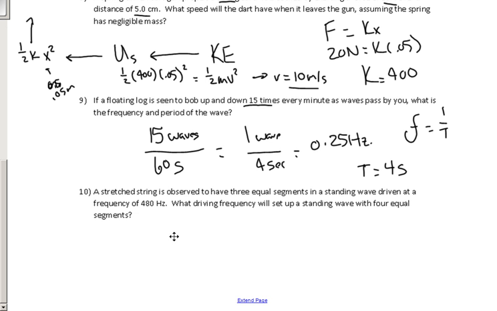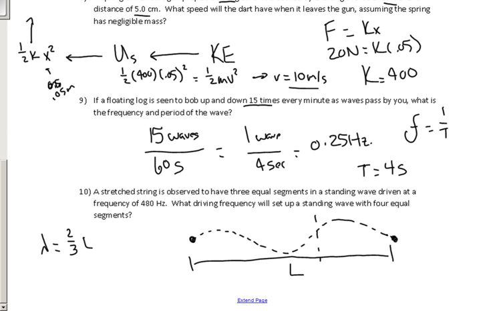And finally, a stretched spring is observed to have 3 equal segments in a standing wave driven at a frequency of 480 hertz. So what that means is that when we have this wave, this is what it looks like with 2 nodes at the very end because it's a standing wave in a string. So that means we have 1 1/2 full waves, which means our wavelength is equal to 2/3 of the total length of the string. If I called this my length L, then this right here is my wavelength.